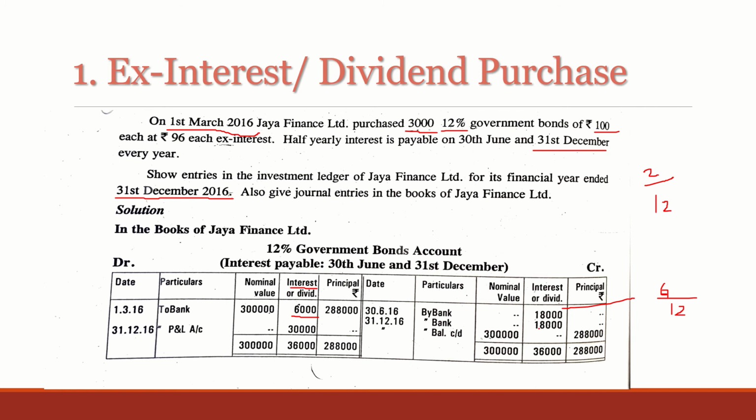Now we'll balance the interest column first. We have the balance 30,000, and that will go to the P&L account. Then we balance the nominal value column and we get the balance of 3 lakh. We balance the principal value column and we get the balance of 2,88,000. So this is a simple illustration which explains the ex interest purchase. I hope you understood this situation.